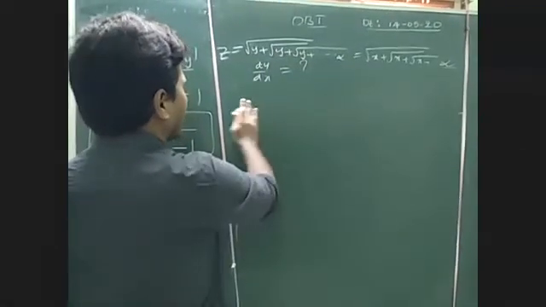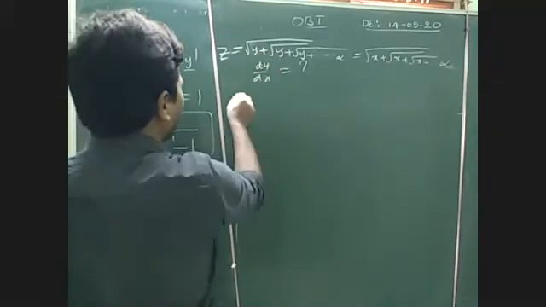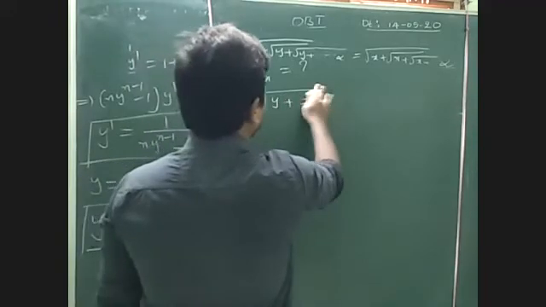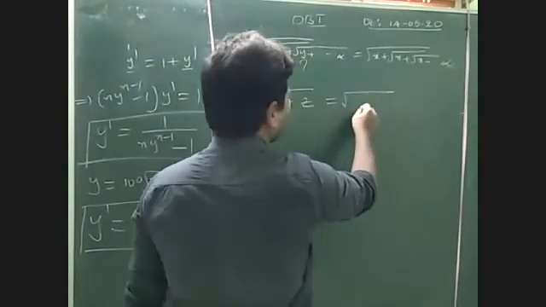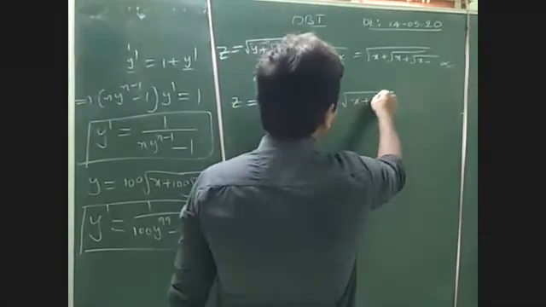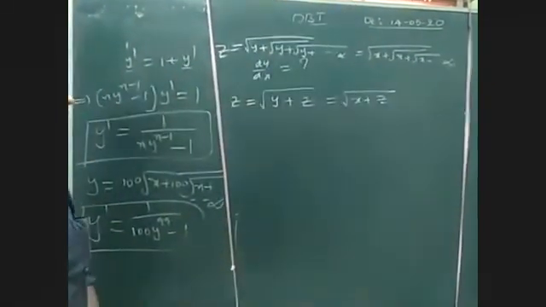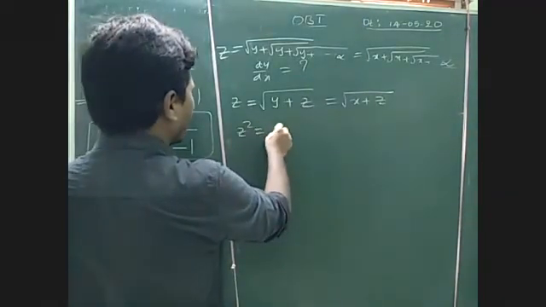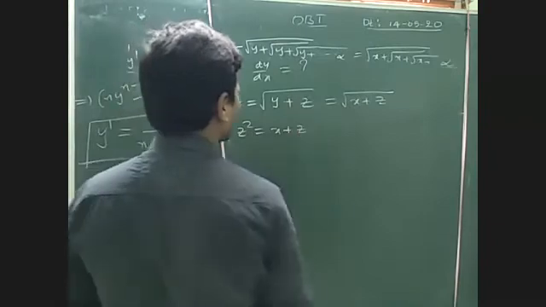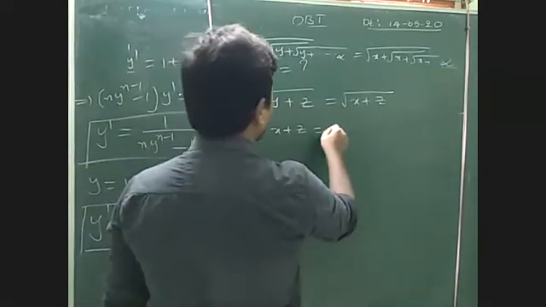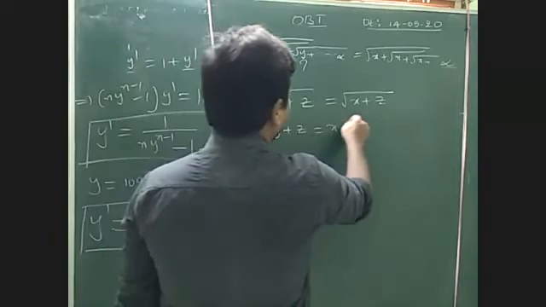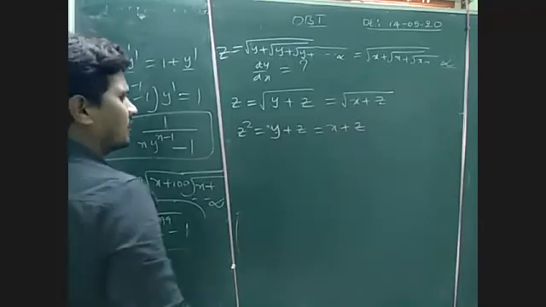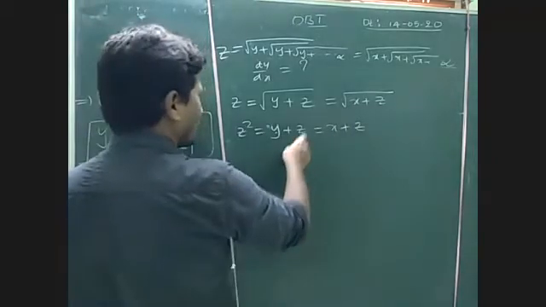Simplify separately. If I replace z, we write root over y plus z equal to root over x plus z. Yes or no? Squaring on both sides, z square is equal to x plus z and y plus z. From this, what will you observe here? Clearly z cancels.